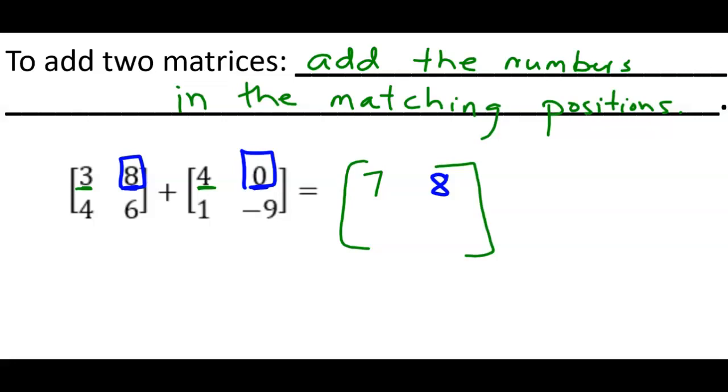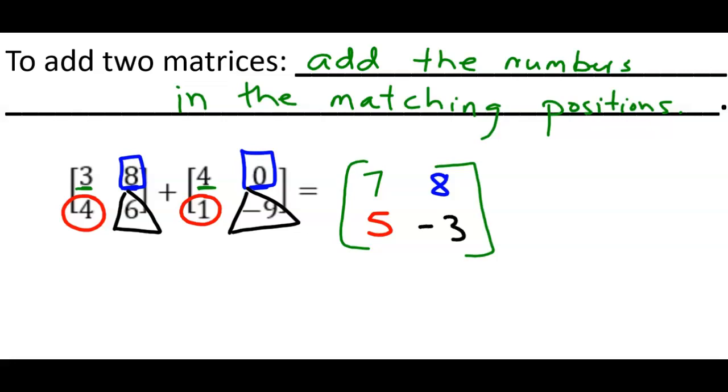Maybe put a box around those so that you know that those are matching, because you don't have colors. Unless you have colors, then you use the colors. 4 is corresponding to what number in the other one? 1. Everybody see that? 4 plus 1 is 5. 6 is corresponding to -9. Okay, 6 plus -9 is? Get it? Is that hard?